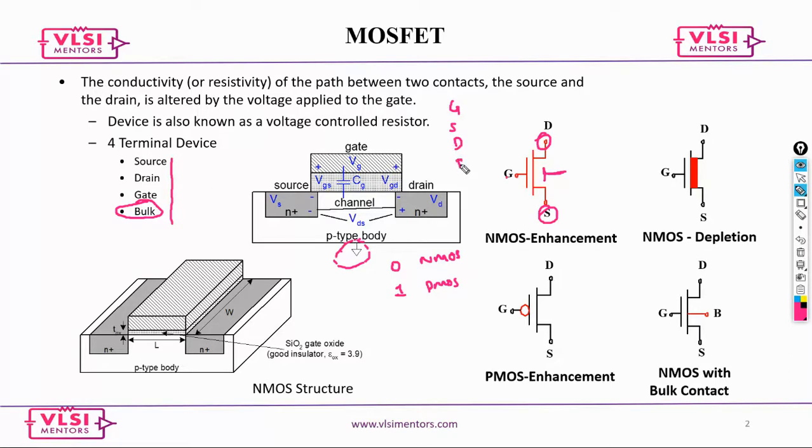Now your bulk: if it is an NMOS, the bulk would be assumed to be at ground potential, and if it is a PMOS, then we call this a well, N well. I'll explain everything. It is assumed to be at 1, basically at VDD. Okay, now moving on to the next one.